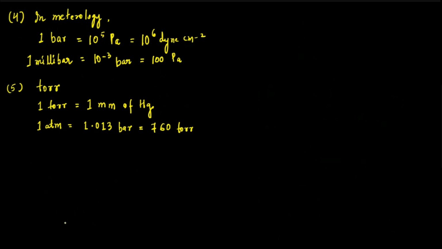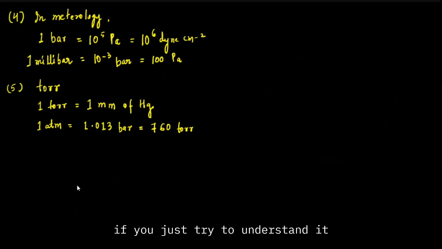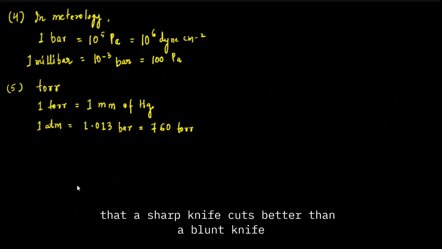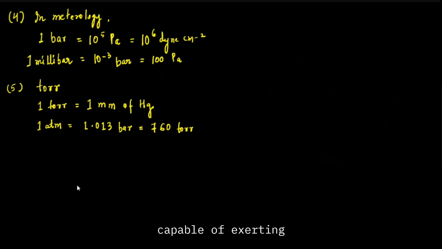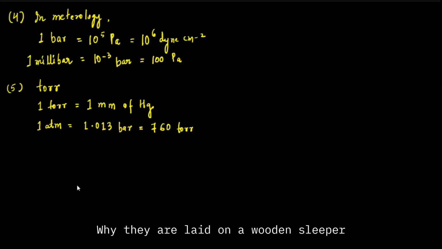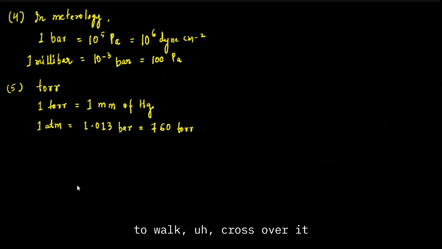So yeah, okay. What is the practical application of pressure? Basically, you just need to understand that a sharp knife cuts better than a blunt knife. That is only because of the pressure it is capable of exerting. Similarly, railway tracks are laid on wooden sleepers. Why are they laid on wooden sleepers? So that they absorb more pressure. Otherwise, it is difficult for the train to cross over it.